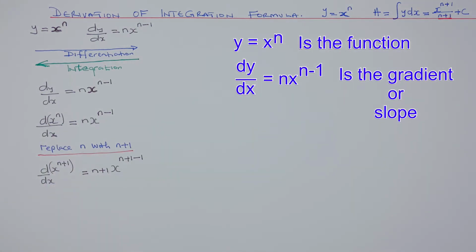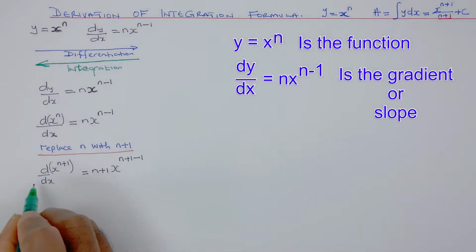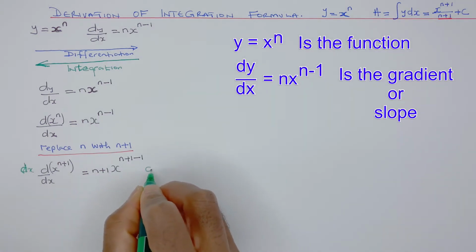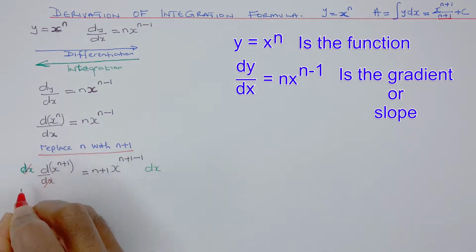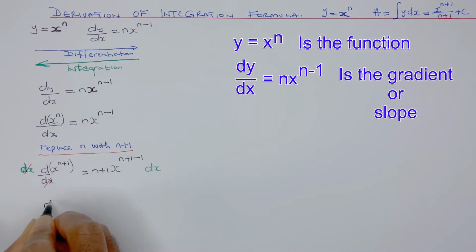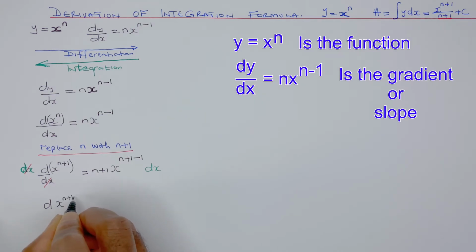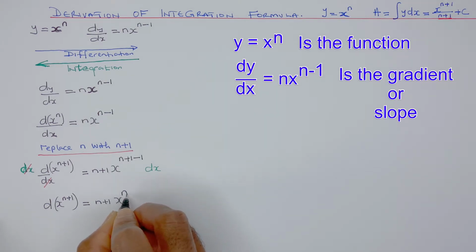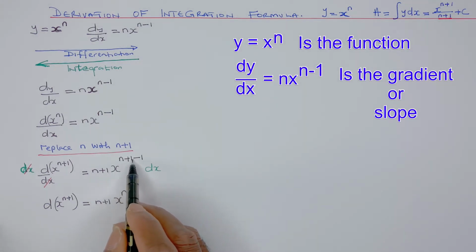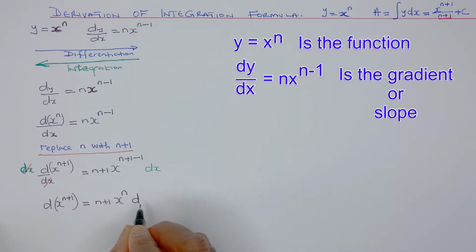So what I need to do is multiply both sides by dx so that I can cancel the dx here. So if I times that by dx, I need to times that by dx. And you can see the dx cancels the dx. Therefore, I got d x to the power n plus 1 equals n plus 1 x to the power n, because n plus 1 minus 1 is n, dx.